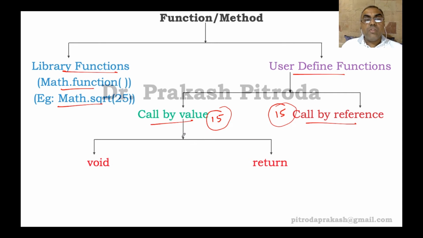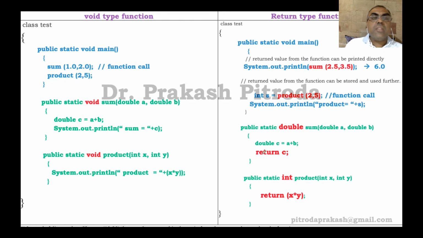In call by value also, there are two different types of functions being asked, one being void type, another is return type, which we have seen in the previous parts. However, we will quickly have a revision on this. So in these two type functions, the void type and the return type, let us start with the void type first.